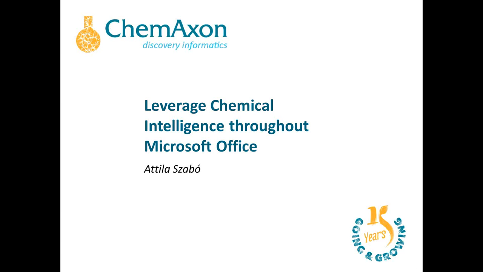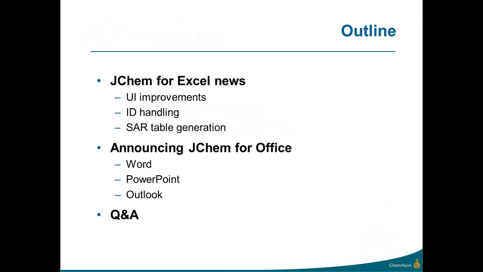And this is why we introduced our chemical intelligence into Office products to allow structured drawing, handling, and calculations in Office. I will do a live demo on our solution. In the first part, I will focus on JChem for Excel and its news. I would like to highlight some of the news of the past year, like many user experience improvements, new compound ID handling features, and one-click SAR table generation.